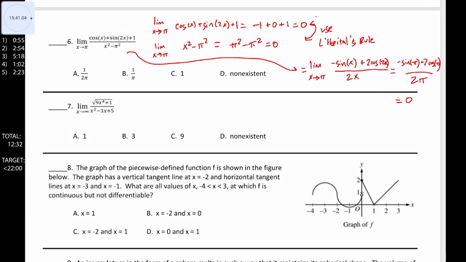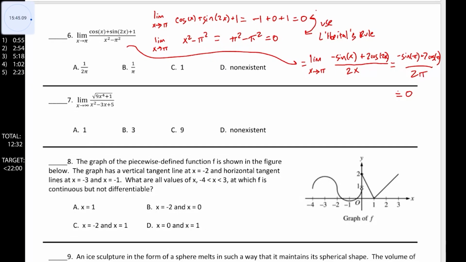I tried to bypass a little u substitution here. Trying to do this quickly, and that's when mistakes happen. But that should be plus 2 times cosine of 2 pi, which would be 1. So we have 0 plus 2 over 2 pi, and the 2 divided by 2 is just 1. So that's going to give me 1 over pi, and so my answer is B.